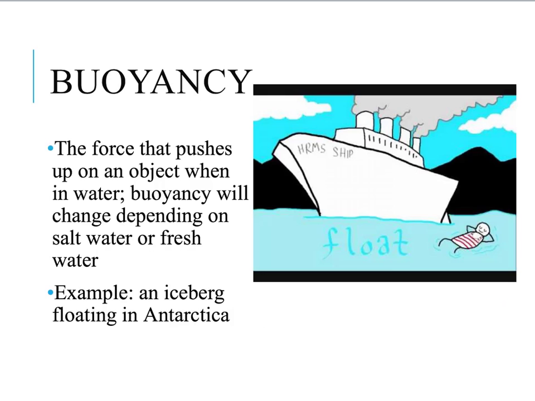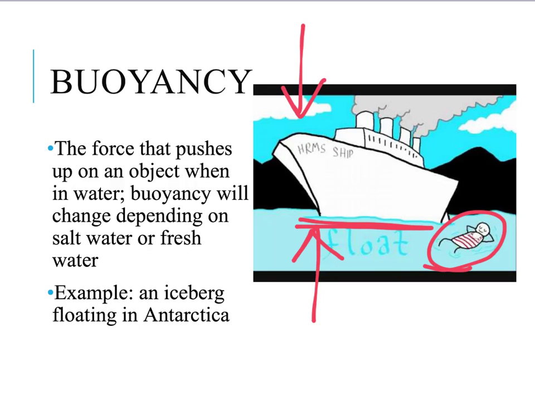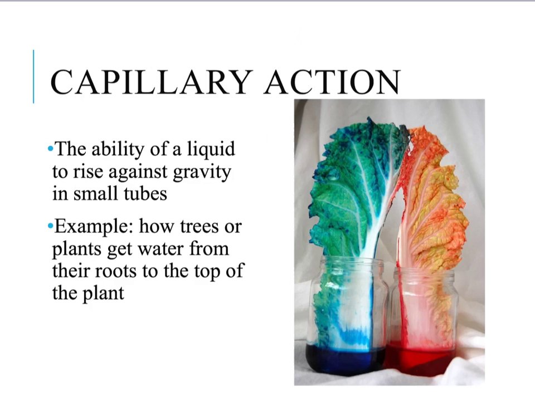Next we have buoyancy, and buoyancy is simply a force that pushes upward on an object, especially when we're thinking of water. We know that gravity is pushing downward, so buoyancy is the force pushing upward. It's allowing this dude right here to kind of hang out in the water. It's allowing this ship to be pushed up in the water where it's not sinking. Another example is an iceberg floating in Antarctica, and buoyancy will very much depend on the type of water. So salt or fresh water will depend on how buoyant something is.